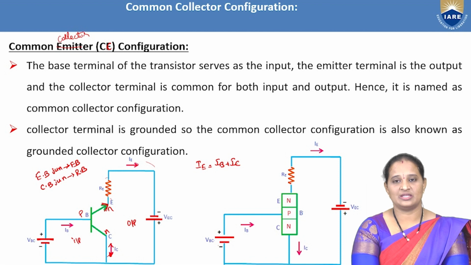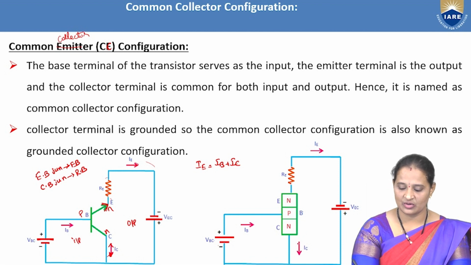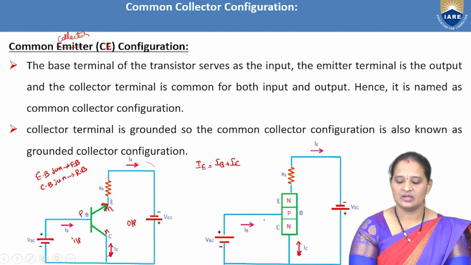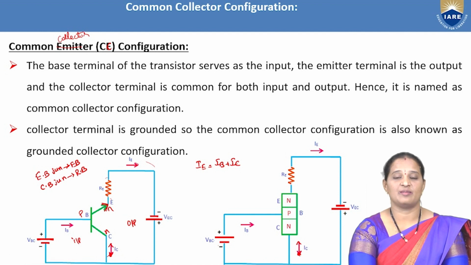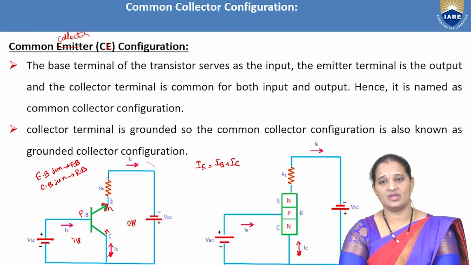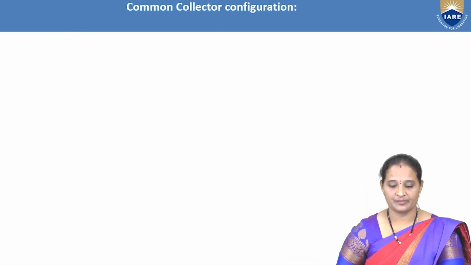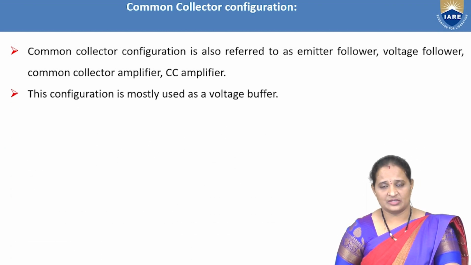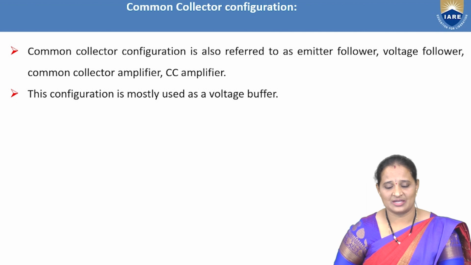Emitter current is leaving and base and collector currents are entering. So this is what the direction actually is. So base current and collector current are entering while the emitter current is leaving. These are the conventional current directions shown in the common collector configuration. Now let us see what are the characteristics of the common collector configuration transistor.